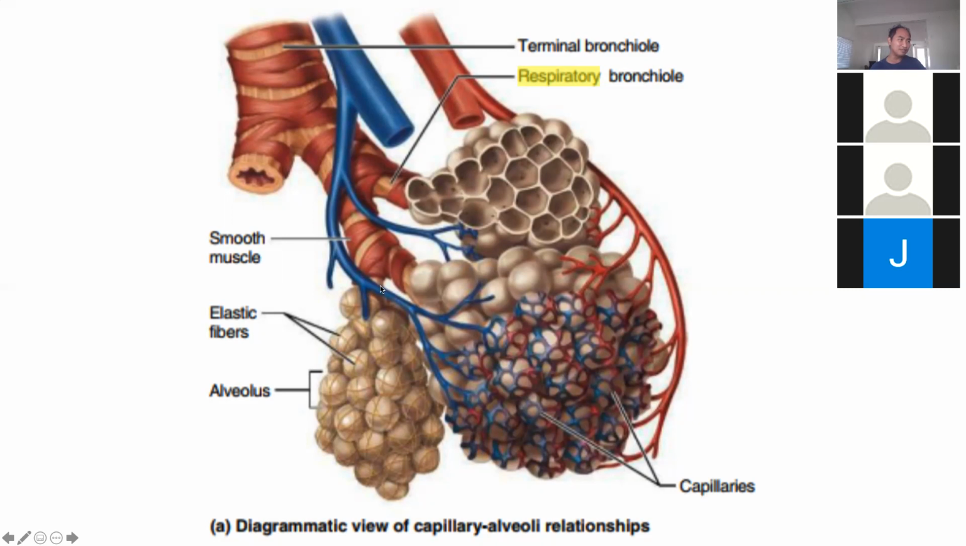The deoxygenated blood will come and loop around the alveoli. The blood wants oxygen from the alveoli, and once it gets it, it leaves the alveoli and finally goes back to the heart. So let's try to look at this relationship between the alveoli and the capillaries in the lungs.